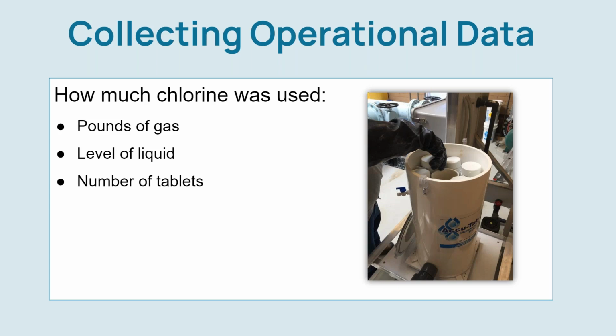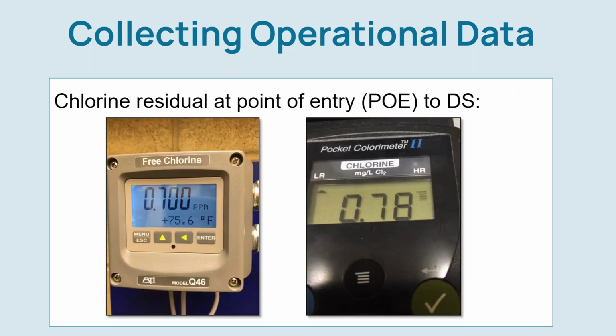Systems also must track how much chlorine was used. Systems with gas chlorinators will check the scales under the chlorine gas cylinders and track the pounds of chlorine gas that have been used. Systems with liquid or hypochlorinators will check the level of the liquid in the tank, and systems with tablet chlorinators will simply record the number of tablets added.